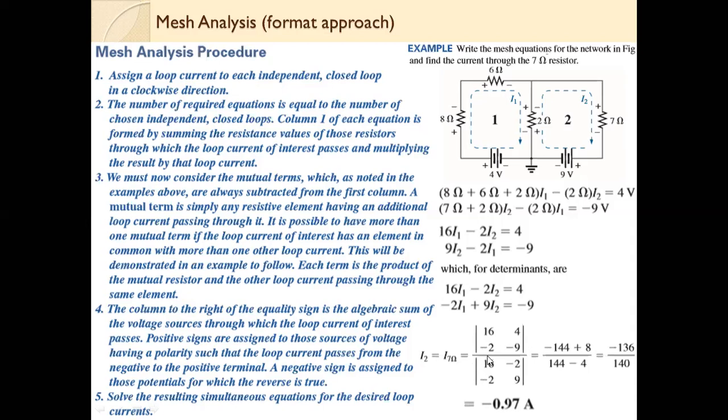For I2. And over here, we will write the general determinant value, that would be 16, minus 2, 16, minus 2, so minus 2 and 9. When we solve it, we will get this value. So how are we going to solve? 16 multiplied by minus 9 minus 4 multiplied by minus 2. So if you do like this, you will get minus 144 plus 8, and divided by 16 multiplied by 9 minus 2 multiplied by minus 2. So you are going to solve it this way.